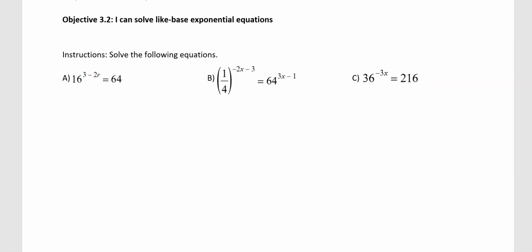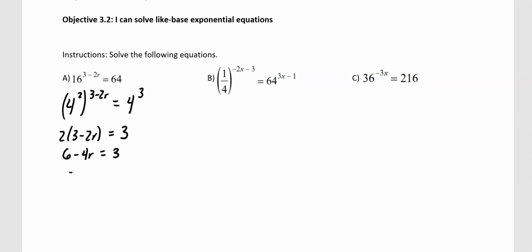So I know that 16 is 4 squared. So I'll say this is 4 squared to the 3 minus 2r equals 64, which I know is 4 to the third. So I'll say 2 times 3 minus 2r equals 3 from my exponents. Distribute this, I'll get 6 minus 4r equals 3.